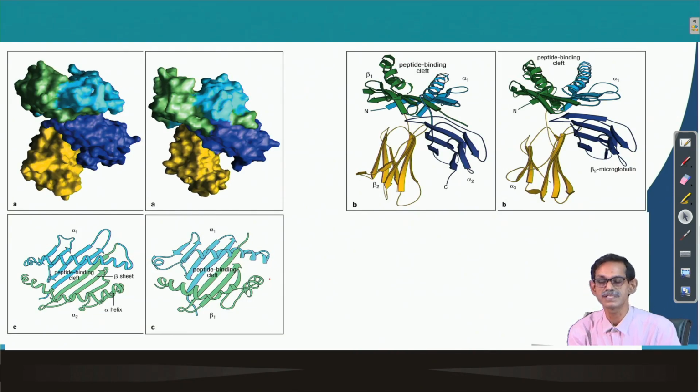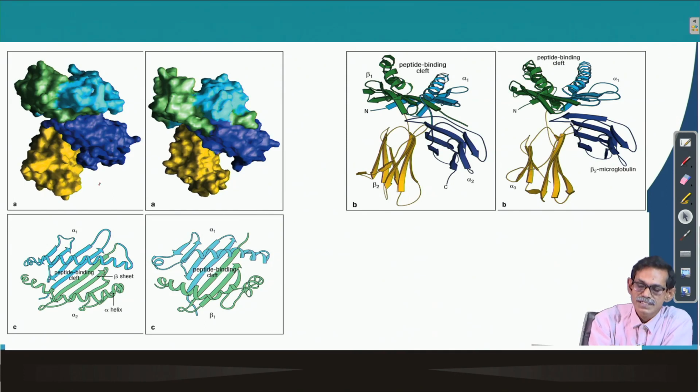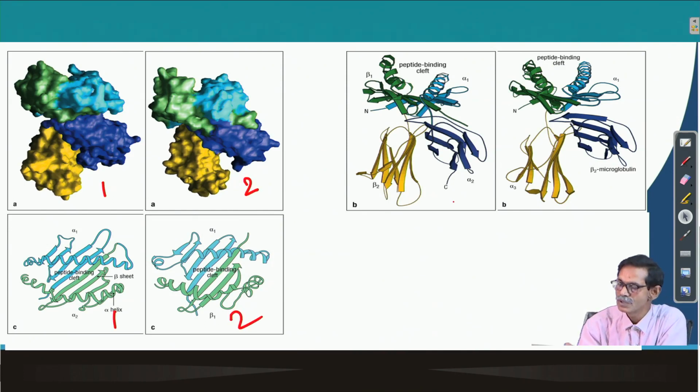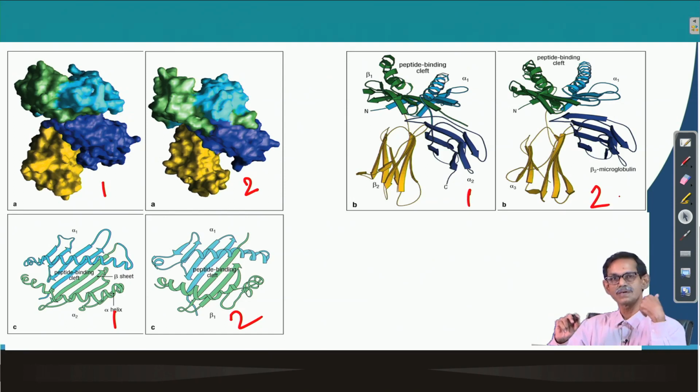Now see, this one is MHC1 and this one is MHC2. Just a quick look, you will find them very similar, not much difference at all, right? But they have a number of differences which make their function different, and their location is also different inside the cell. Their function is different.